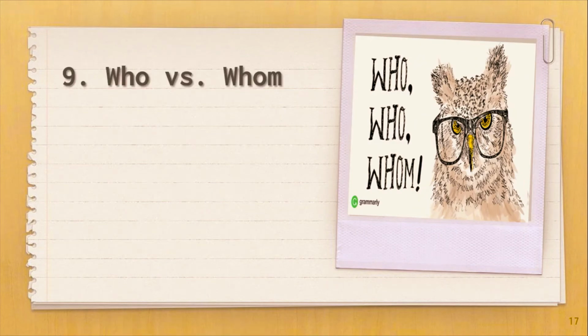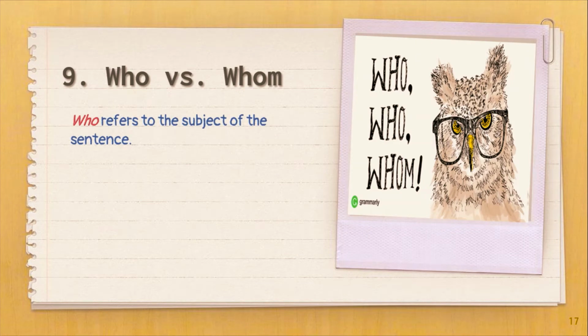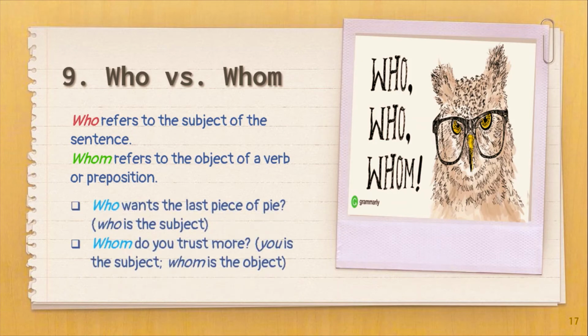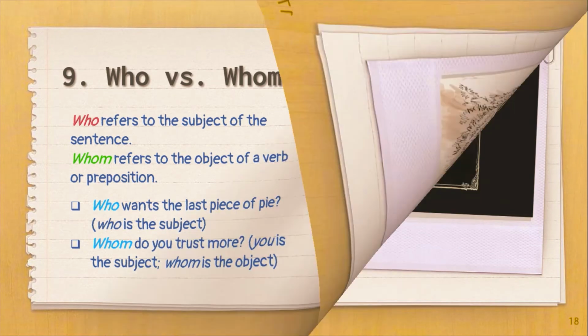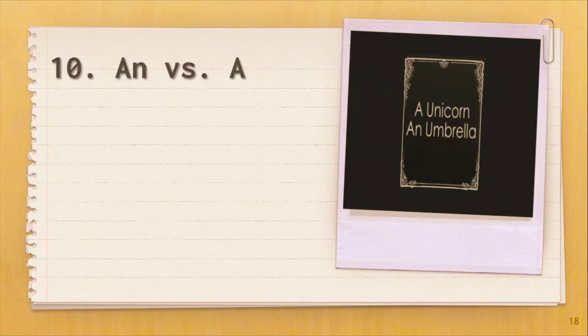The ninth grammatical error is who versus whom. Who refers to the subject of the sentence, okay? While whom refers to the object of a verb or preposition. Let's say, for example, here, who wants the last piece of pie? So who refers to the subject. Whom do you trust more? You is the subject, whom is the object. Always remember that.